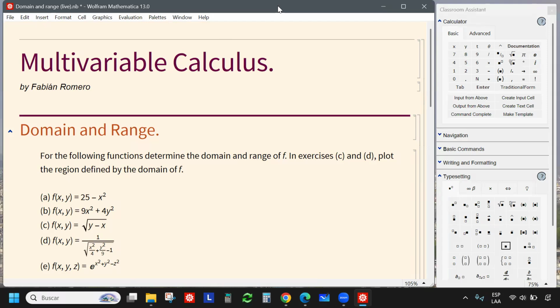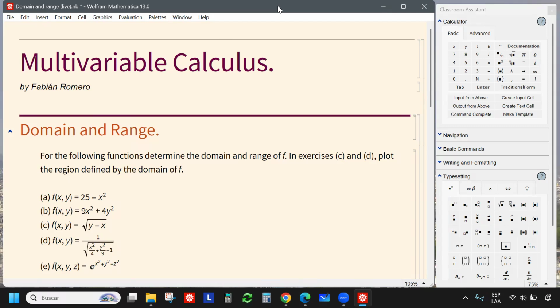Welcome to this video of how to use Mathematica in multivariable calculus. In this video, we will see how to find the domain and range of a function of 2 or 3 variables. We will use the Mathematica notebook as our presentation interface.